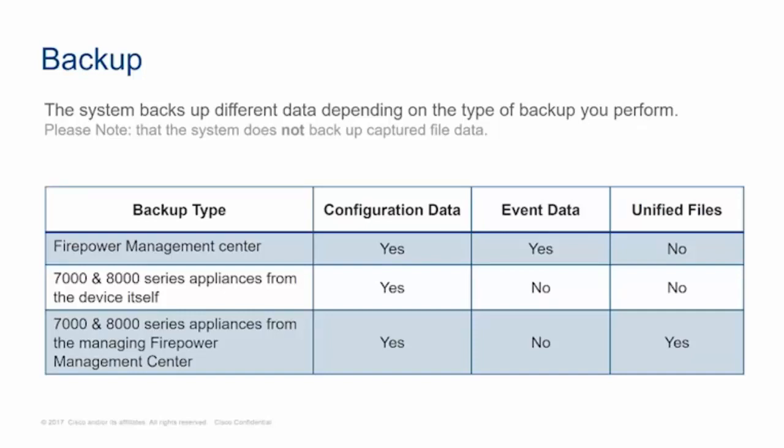So when these appliances are backed up from the sensor GUI itself, the only option available is to take out the configuration data. Both event and unified files are not available as an option. But for the same 7000 and 8000 series appliances, when you perform a backup from the FirePOWER Management Center, we have the option to gather configuration data and the unified files. The event data is not available because the events are processed unified files which are part of the FMC, and are not available on the sensor.